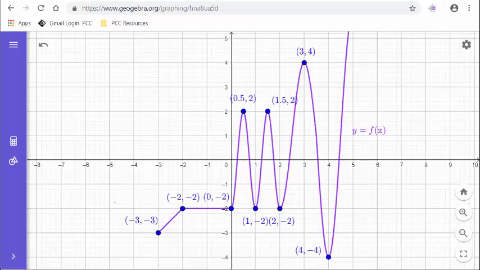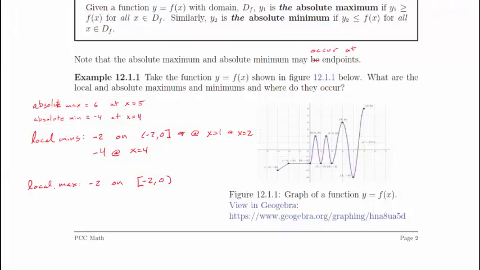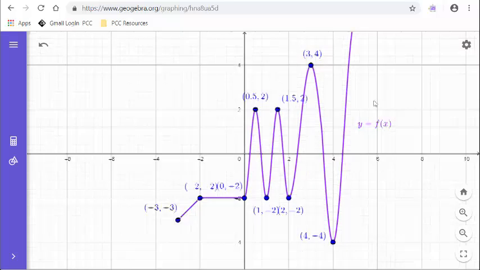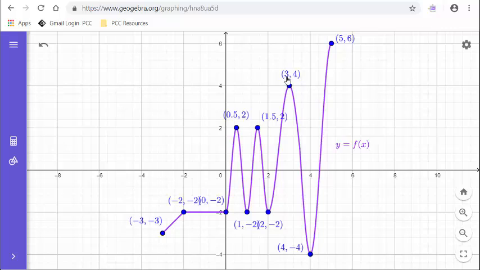So if we go back and look, there's no other local minimums here, but there are local maximums still. We have 2 that occurs at 0.5 and 1.5. Let's list that out. And then we have a local maximum of 4 when x is 3, and then 6 is not a local maximum, so that's our last one, 4 when x is 3.